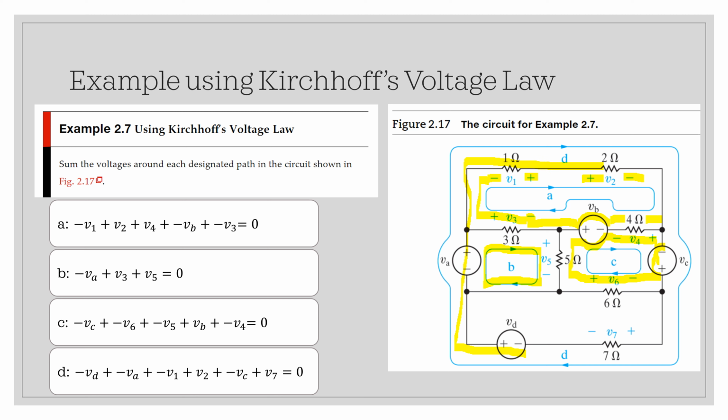Go to the 2 ohm resistor, enter at the positive terminal, exit at the negative, so that's plus V sub 2. And we head down to this voltage source. We're entering at the negative, exiting at the positive, so that's minus V sub C. And we come all the way down to the 7 ohm resistor. We enter at the positive terminal, exit at the negative terminal, so that is plus V sub 7.